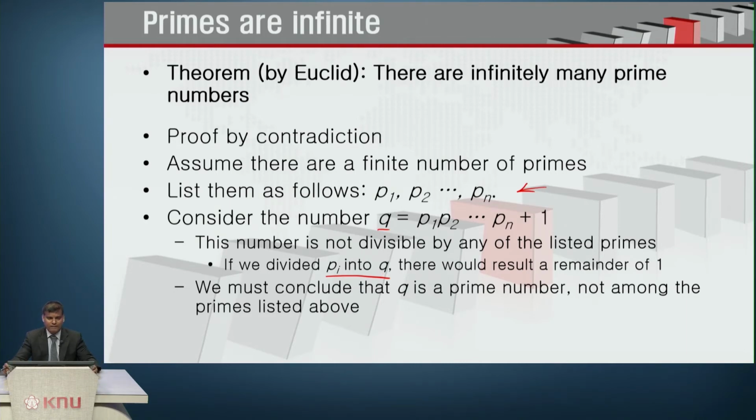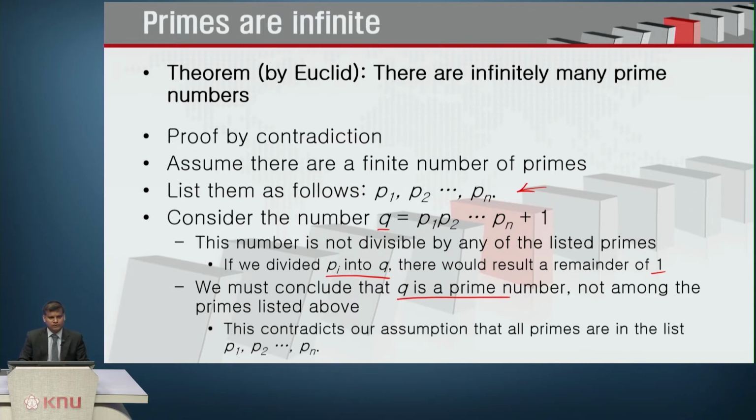any number can be divided by a prime or a product of primes as a factor. If it has a factor, then it is not a prime, but here we find that this would result in a remainder of 1, which means that we can't divide. So therefore we could conclude this number q is a prime that is not among the listed primes above. So this contradicts our assumption that all primes are in the list.